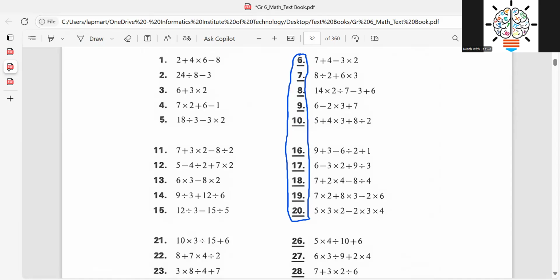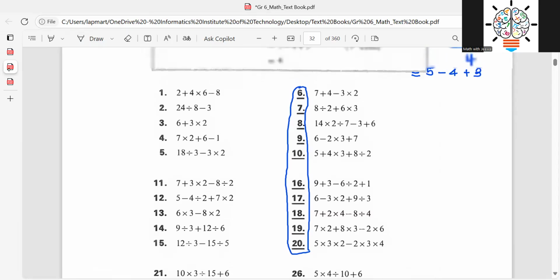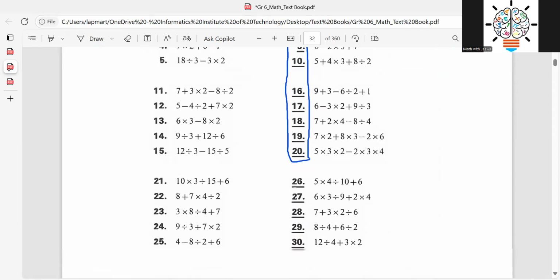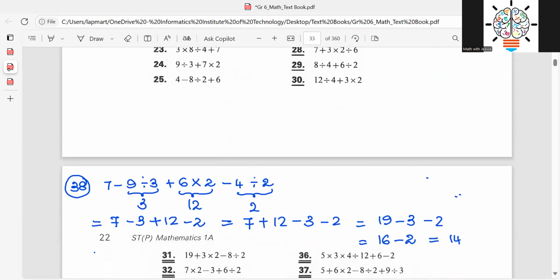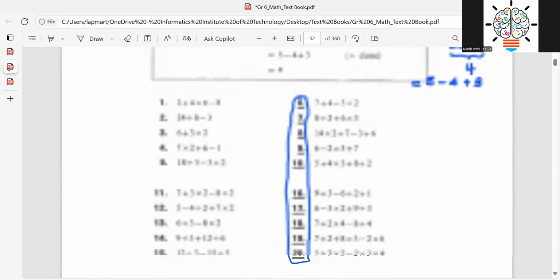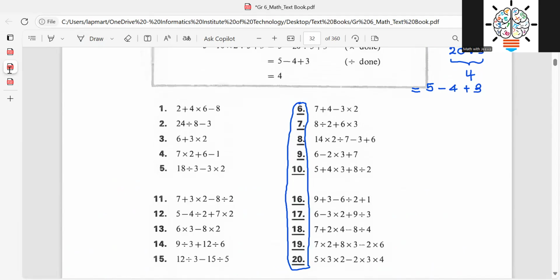So now, first I will explain all these underlined ones the next day. So then we will move to the next part. So today the homework will be all these underlined sums.